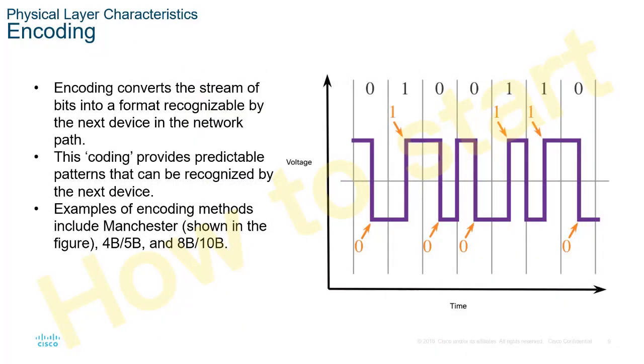Earlier we discussed binary. Here is why binary is so important, because our bits are actually all binary bits. So encoding basically takes and converts the stream of bits into a format that's recognized by other devices on the network. Here we have voltage over time. And as we look at the time as it goes on, what is represented as a 0 and what is represented as a 1? That is going to be the encoding.